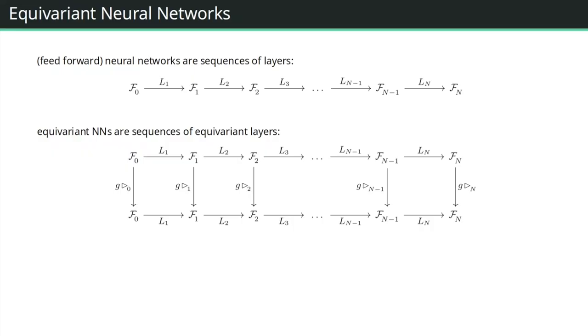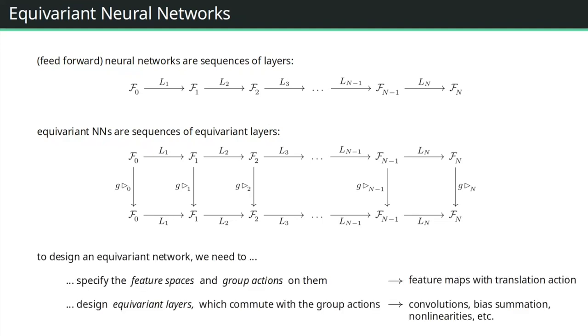As I said yesterday as well, feed-forward networks, you can view them as just sequences of layers. And equivariant neural networks are sequences of equivariant layers. And if we want to design such an equivariant neural network, what we need to do is first specify the feature spaces and the group actions on them. So we know our symmetry group, and we know the input of our network and the action on the input. We know the output space, what we want to predict and how it should transform. But all the intermediate feature spaces we need to somehow define, and we need to define which group actions act on them. And if we have all these spaces and group actions, then in the second step, we can look for layers which map in an equivariant way between these feature spaces. And this is how we design equivariant networks in general.